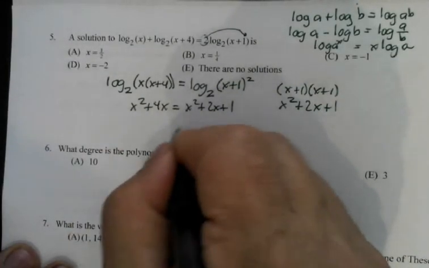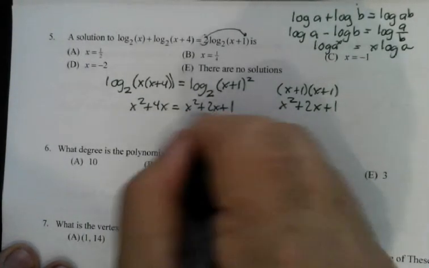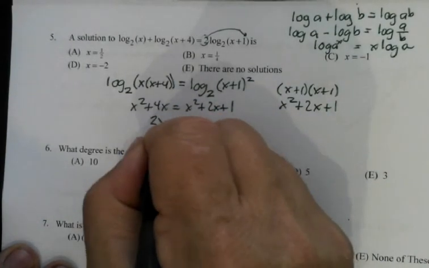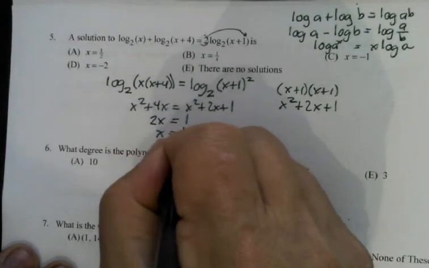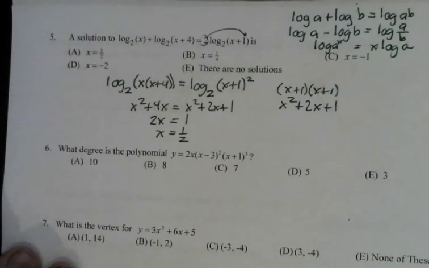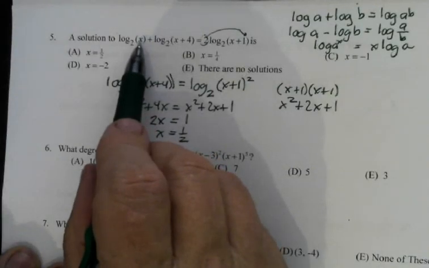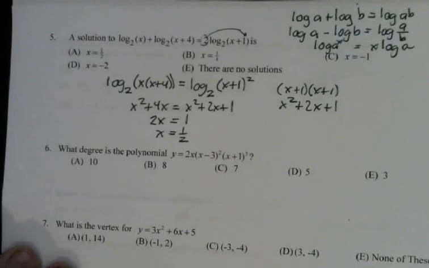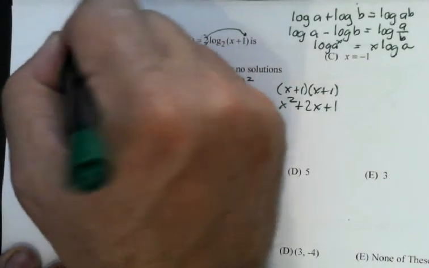Okay, well the x squareds are on both sides, so I'm going to subtract x squareds from both sides. And now I'm going to subtract 2x. I get 2x is equal to 1, x equaling 1/2. And before I finish, I want to make sure that actually works. If I plug in 1/2, I'm not taking logs of negatives. So we can actually go through and calculate it out. So the answer here is x equals 1/2.